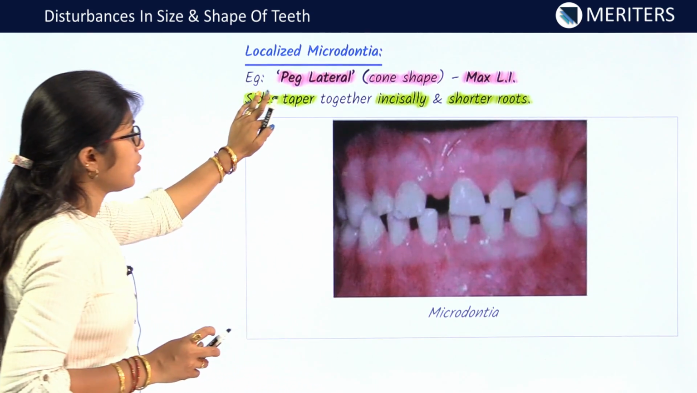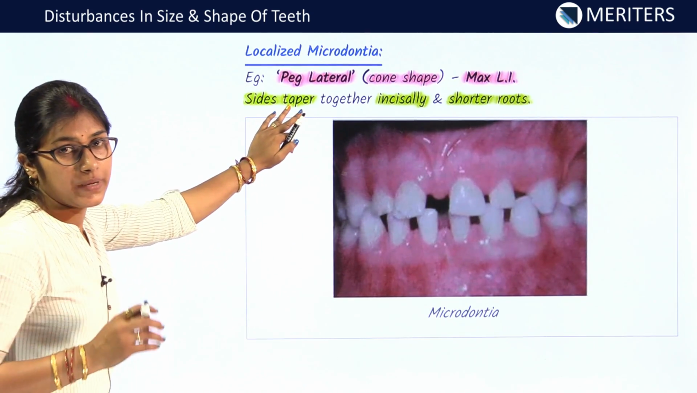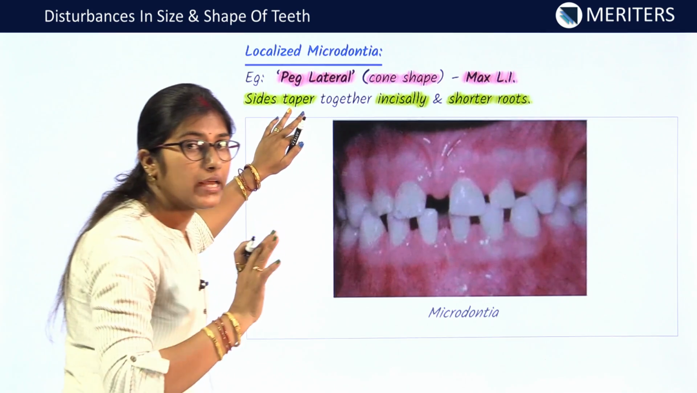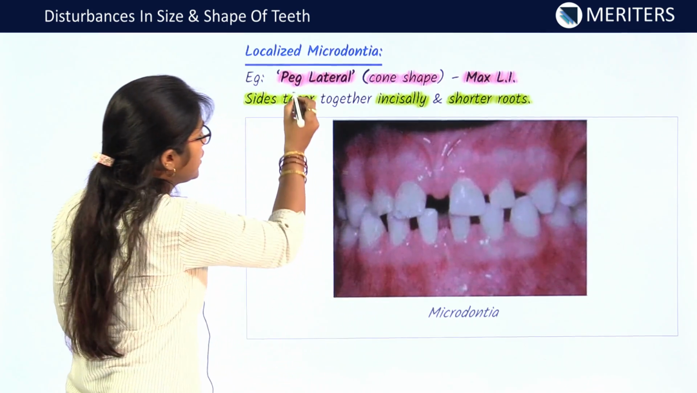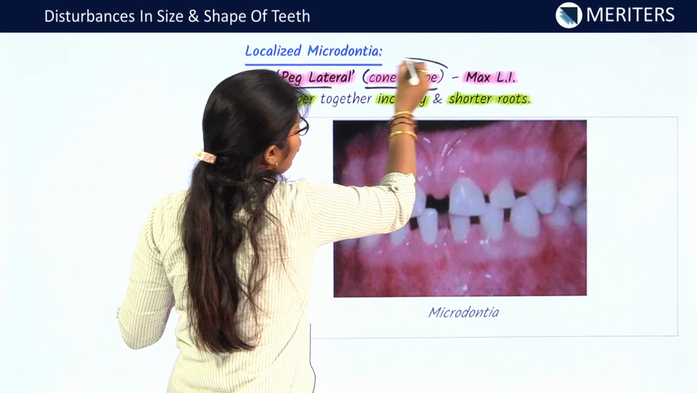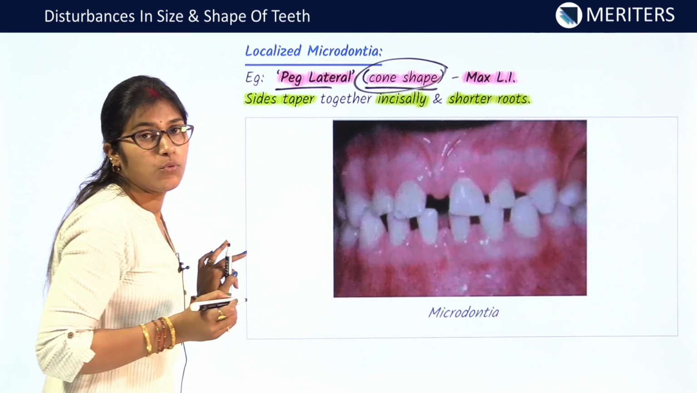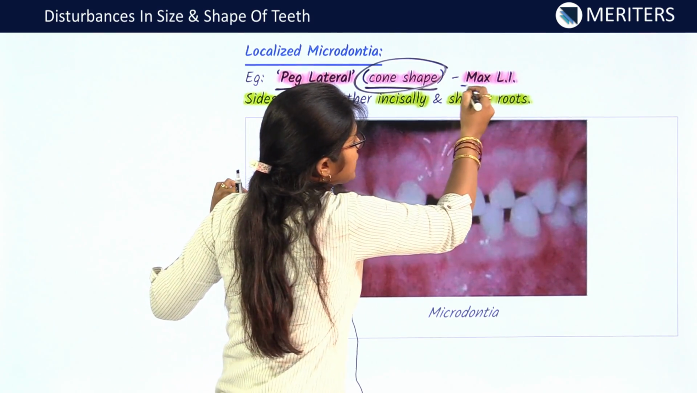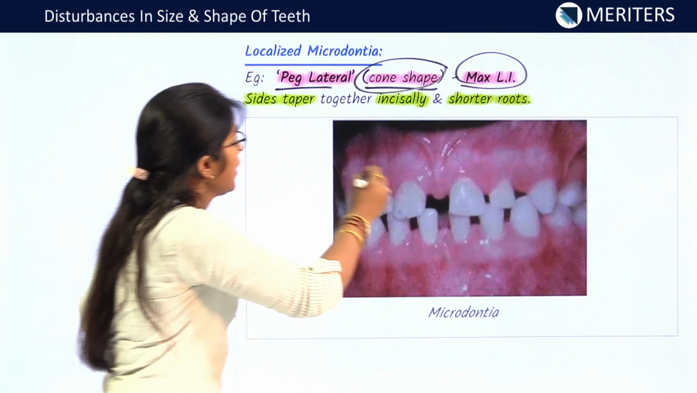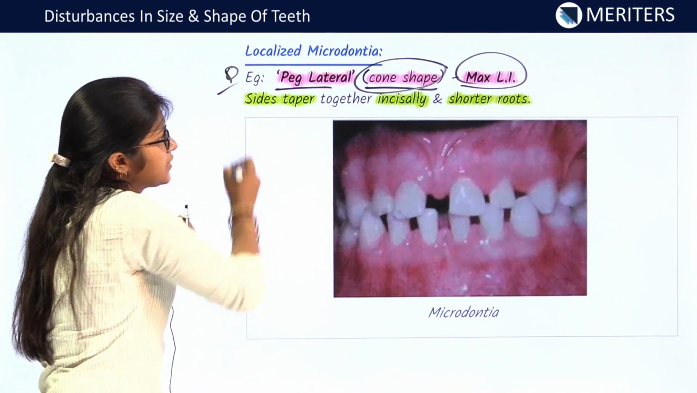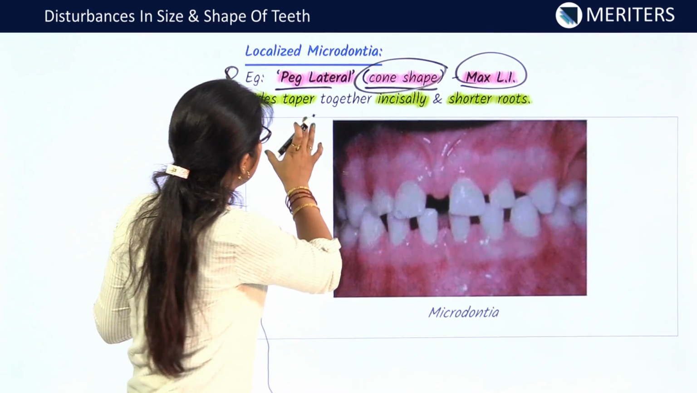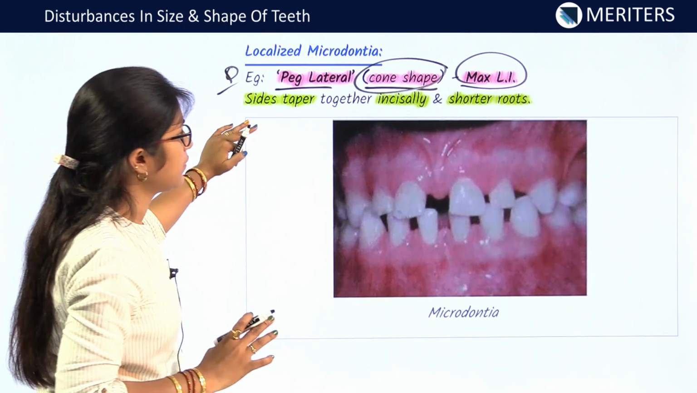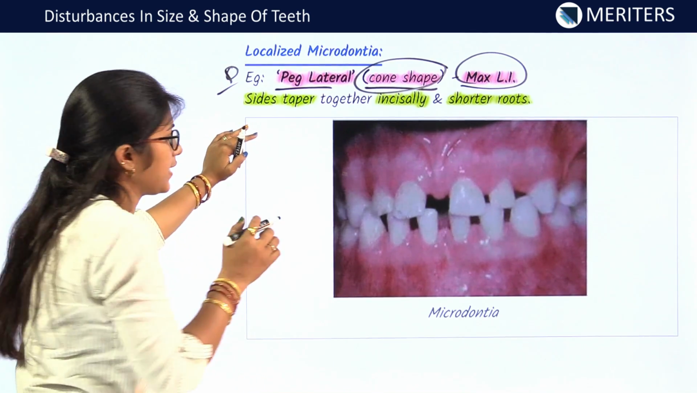It is also known as peg laterals. Peg laterals are an example of localized microdontia. They are cone shaped, and the teeth most commonly affected in peg laterals are the maxillary lateral incisors. You should know this. The sides taper together towards the incisal edge.